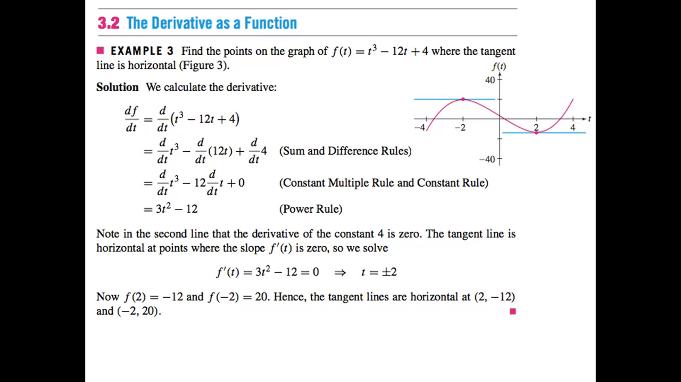And you found the t values, but you need to find the points on the graph where the tangent line is horizontal. So you need the y values as well. So just plug in 2 and negative 2. You can see those points are listed there on the graph. See, it totally makes sense. Those are the 2 points where the tangent line is horizontal. Pretty cool stuff.